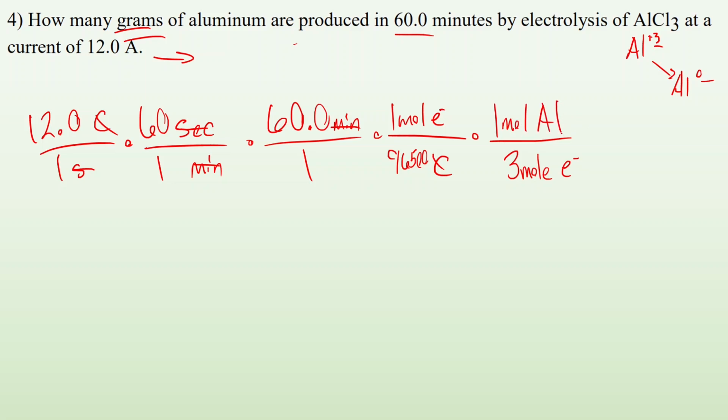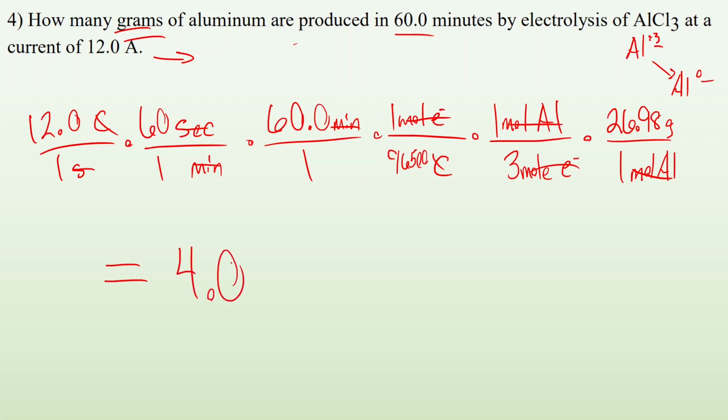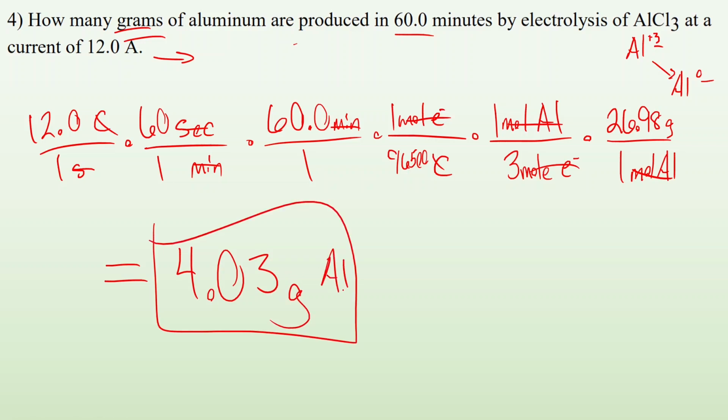All right, now what? Well, they want grams. So I know that 1 mole of aluminum is, let me look up the formula mass for aluminum, 26.98 grams for 1 mole of aluminum. And I think everything cancels out except for grams, which means I have set it up correctly, and I get 4.03 grams of aluminum as my final answer. So just, you know, dimensional analysis.